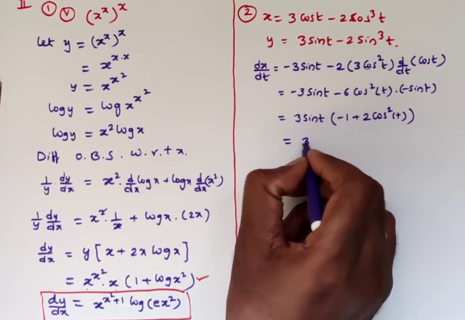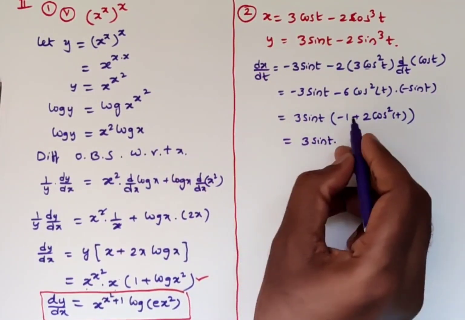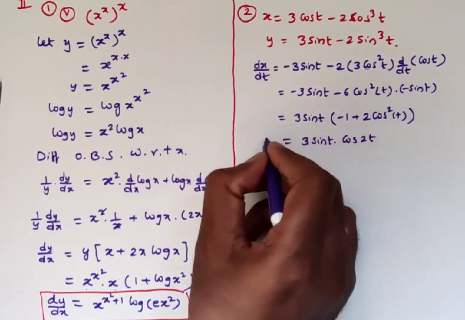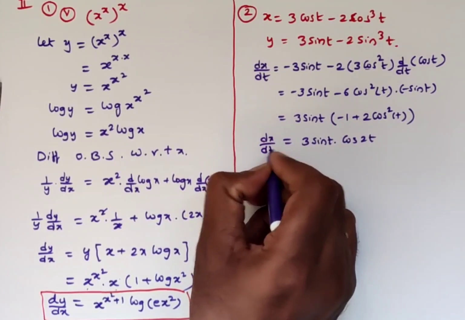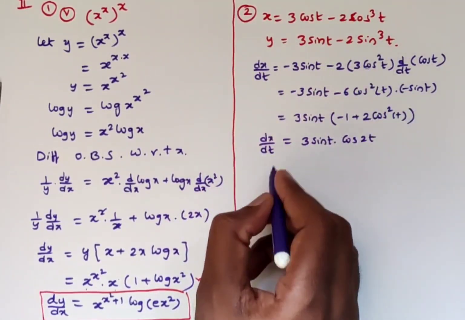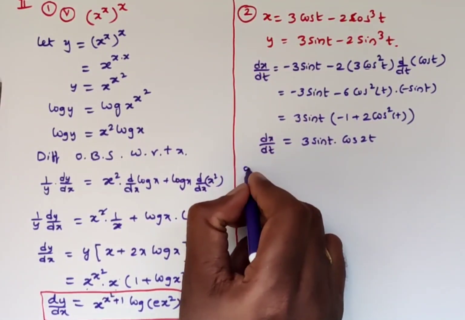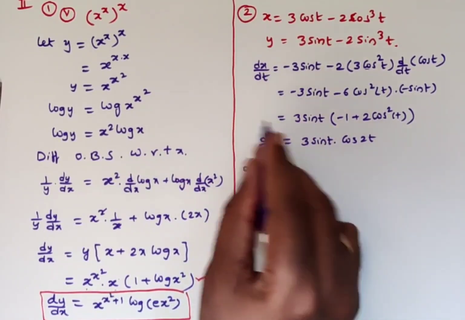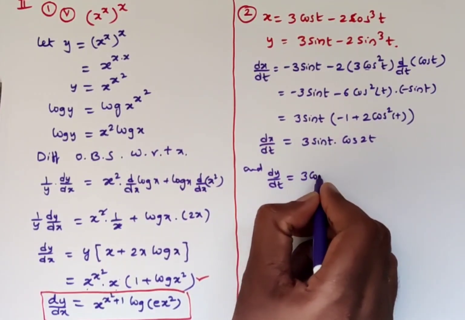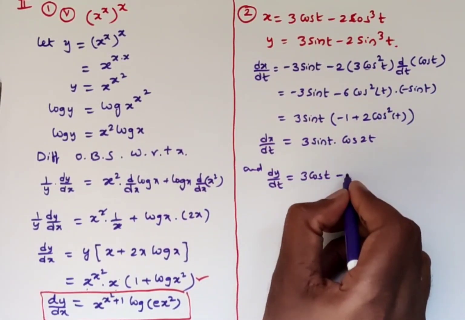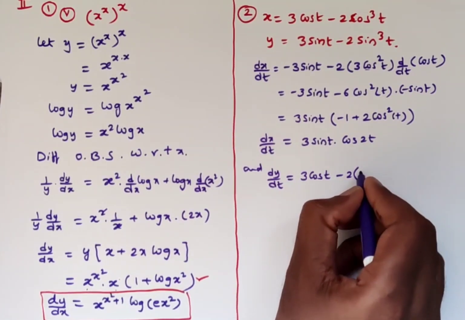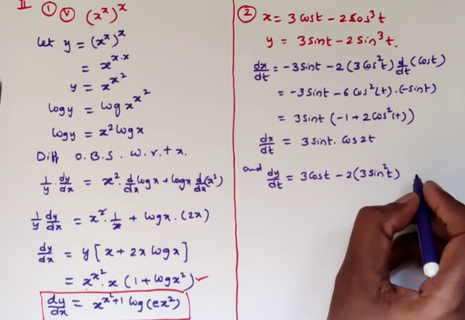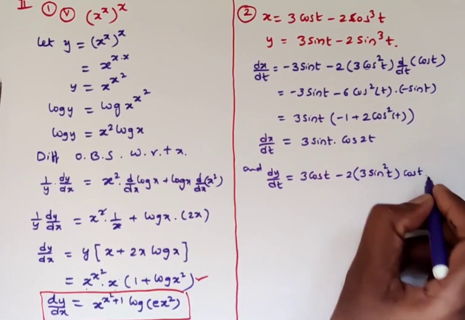Or you can write it as 3 sin t into, so 2 cos square theta minus 1 is nothing but cos 2t, right? So dx by dt is this one. And similarly find the derivative of y with respect to t, which is 3 sin t. So 3 into derivative of sin t is cos t minus 2 into sin cube t. So it is 3 into sin square t into derivative of sin t, that is cos t.